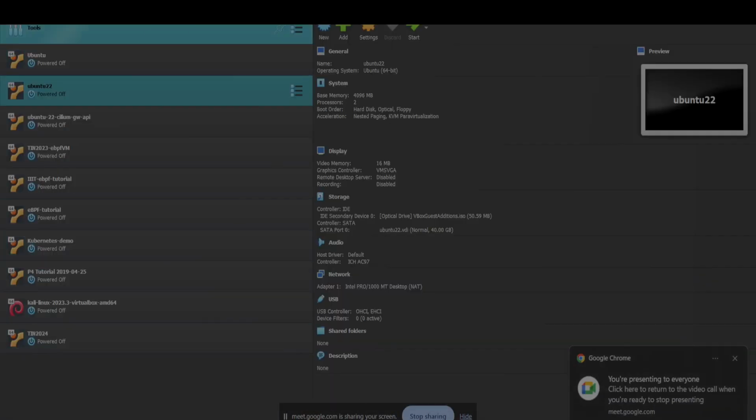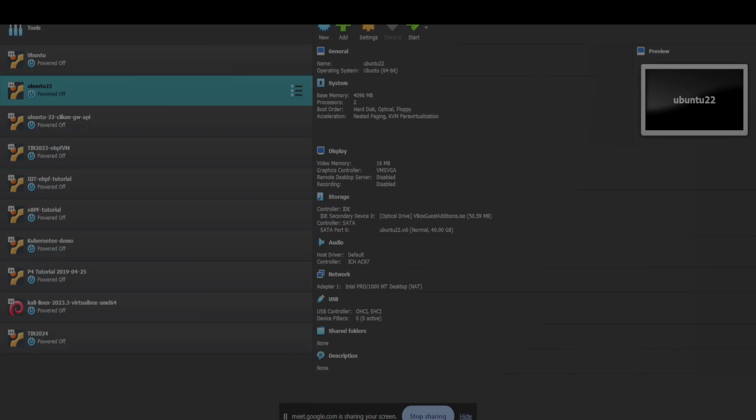So can you see this software here, Oracle VM VirtualBox Manager? This is the hypervisor I am using, and I am now booting up an Ubuntu 22 in my Windows laptop.